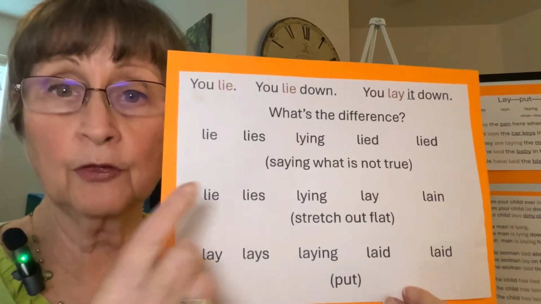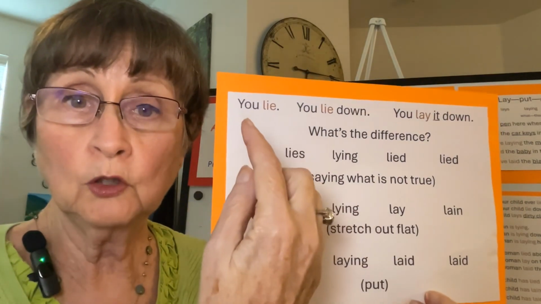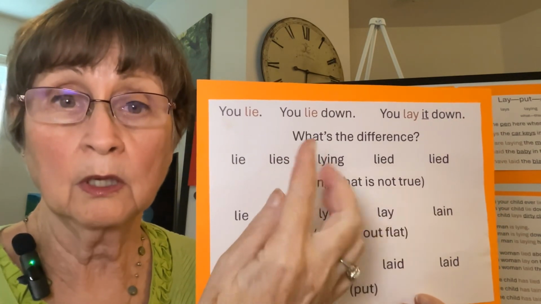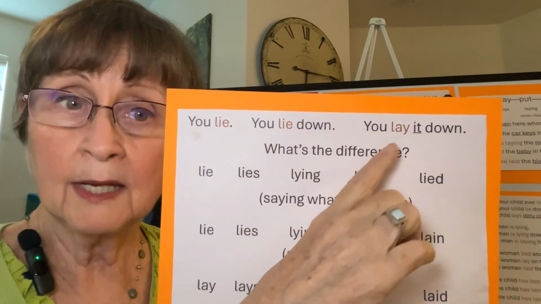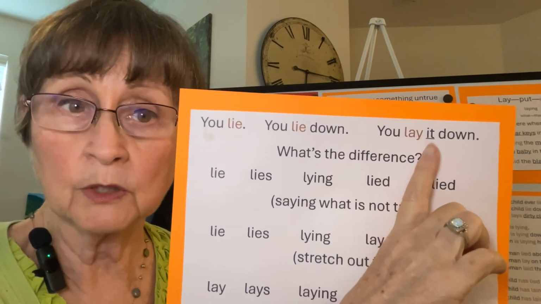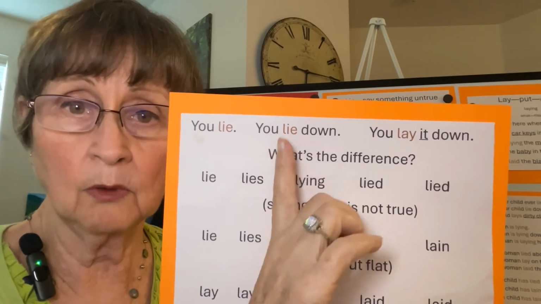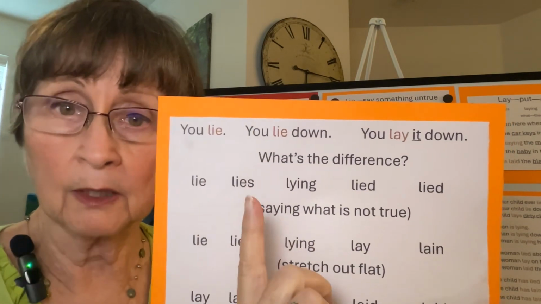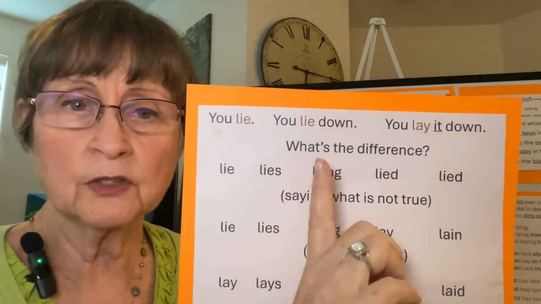Here we have the three verbs in a sentence to show the difference. You lie. You're not telling the truth. You lie down. You're stretching out. You lay it down. Lay always has a direct object. Lie never has a direct object. You don't lie something. You can lie about something, but you don't lie something. So it doesn't have a direct object. This one does. So what's the difference?